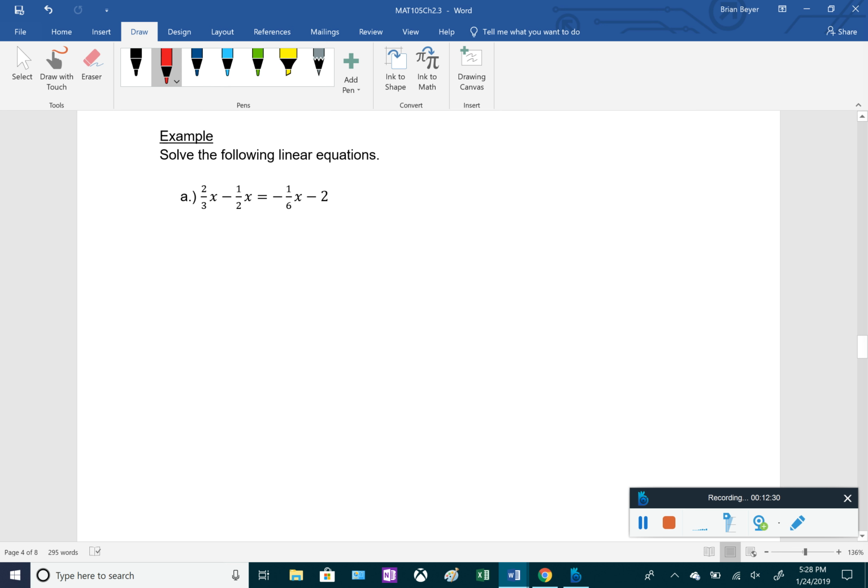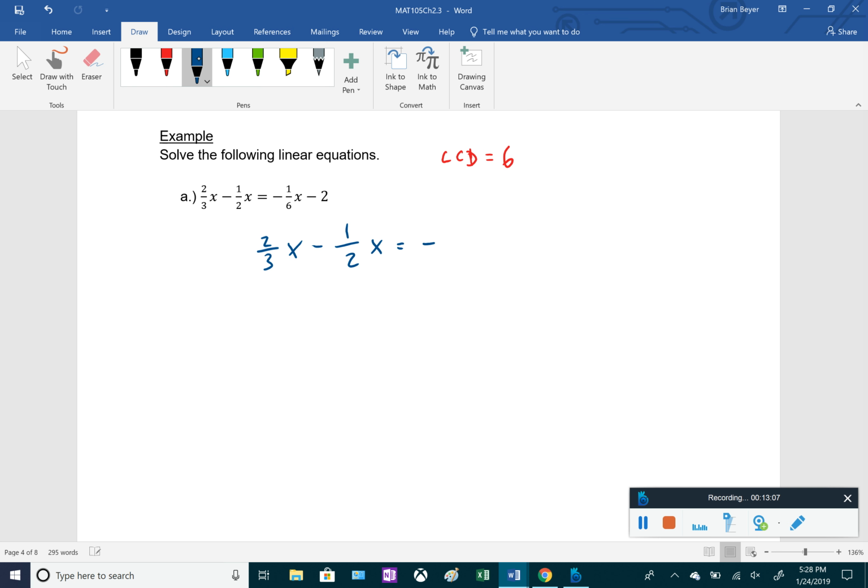So let's solve this linear equation. So 2/3 x minus 1/2 x equals negative 1/6 x minus 2. Okay, so we see we're dealing with fractions here. So let's multiply everything by the least common denominator. So the LCD here, it's the least common multiple of these denominators. Least common multiple of 3, 2, and 6, which will be 6. So I'm just going to rewrite this.